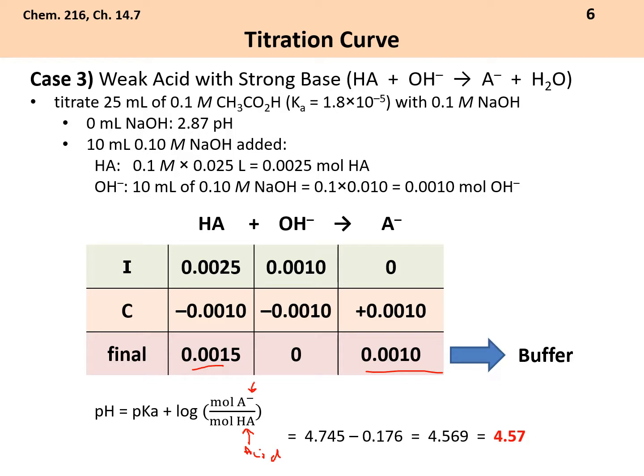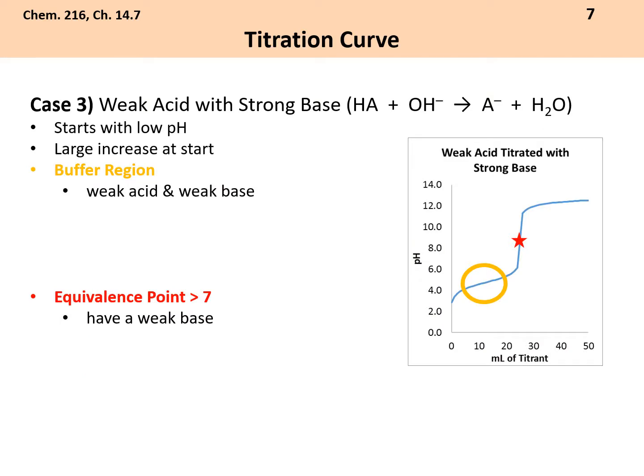So my pH has increased from 2.87 to 4.57. Notice this is a pretty big change. But now that I have a buffer, it's not going to change a lot. And so what we end up getting is, when we titrate a weak acid with a strong base, we start with a low pH. Why? Because it's acidic. We get a large increase at the start, and then once we have that buffer, the change actually becomes a lot smaller.